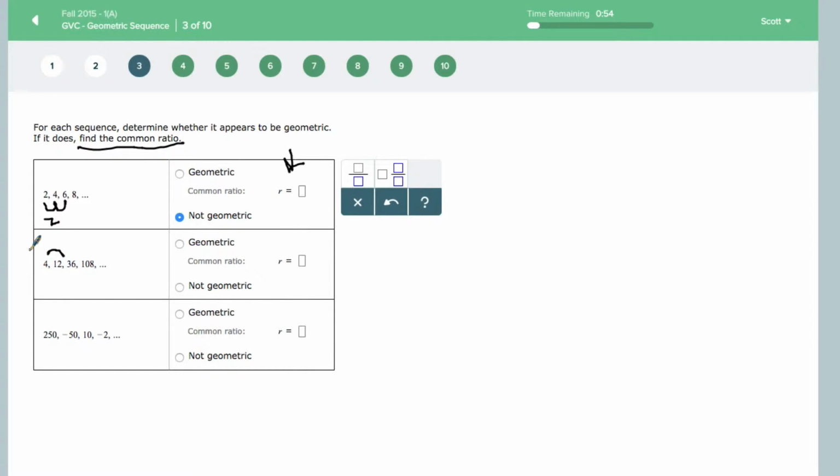12 divided by 4. Let's do that on the calculator. 12 divided by 4 is 3. 36 divided by 12 is 3. 108 divided by 36 is 3. So this one is geometric because it has a common ratio, and that is the common ratio right there.